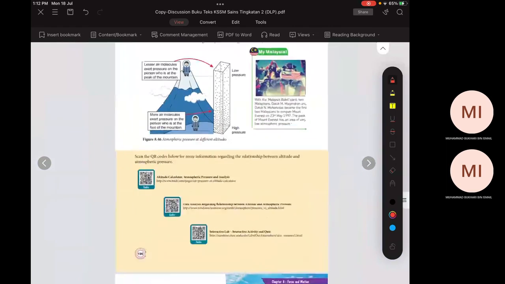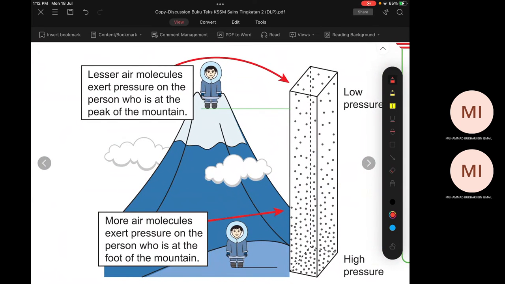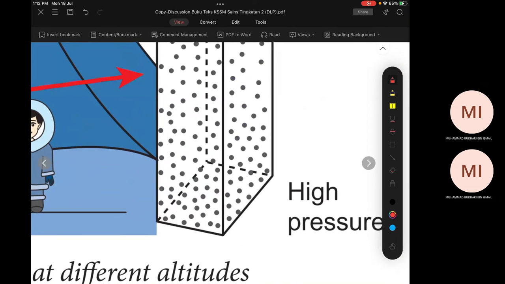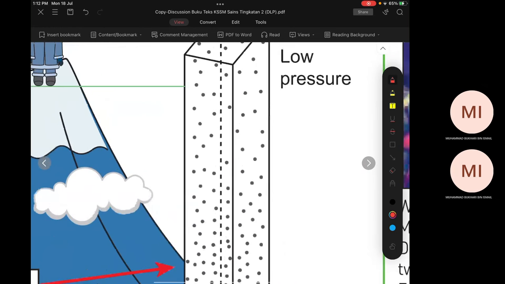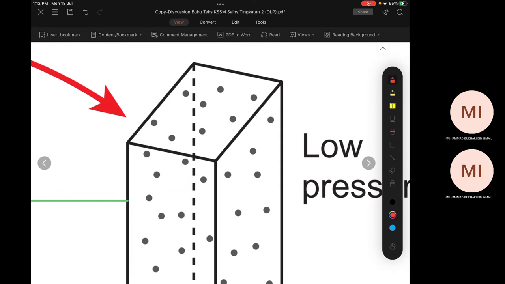And you can see here, this is at sea level. You can see the amount of particles is very high. But the amount of air particles is low at higher altitude. Understand? That is why the pressure will be low on the mountain, for example. The pressure of air is very low on the mountain.